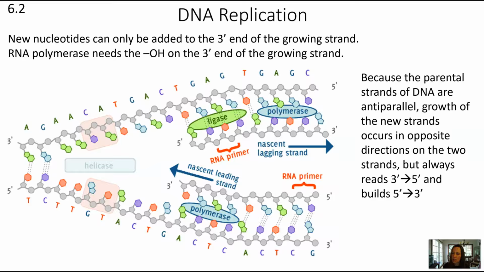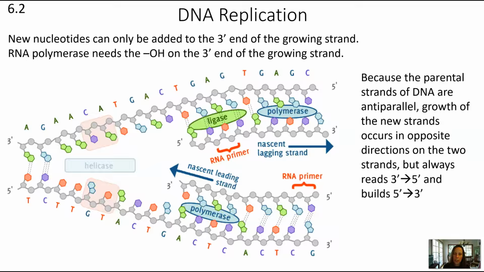The parental strands of DNA, those are the ones that already existed, the old strands, are anti-parallel. You'll notice that the one on the top is running 3' to 5', and the one on the bottom is running 5' to 3', if we're reading left to right. So those are running in opposite directions, which means growth of the new strand is also going to occur in opposite directions. But something that's consistent, whether we're talking about left to right or right to left, is that DNA is always being read from 3' to 5'.